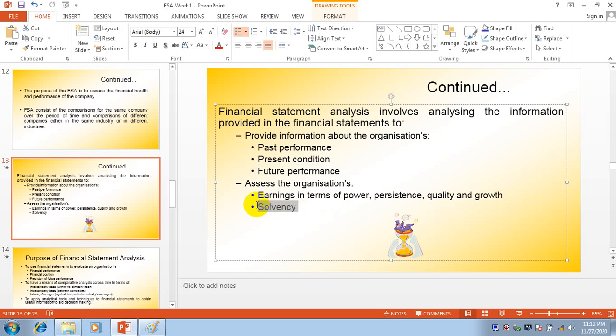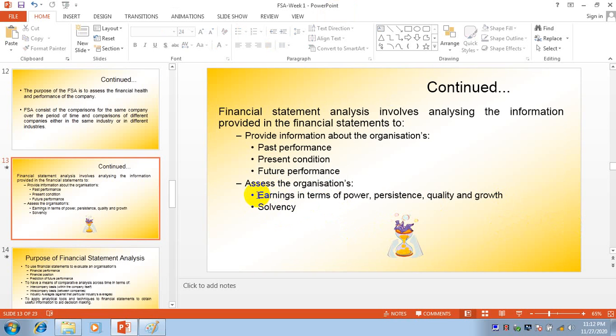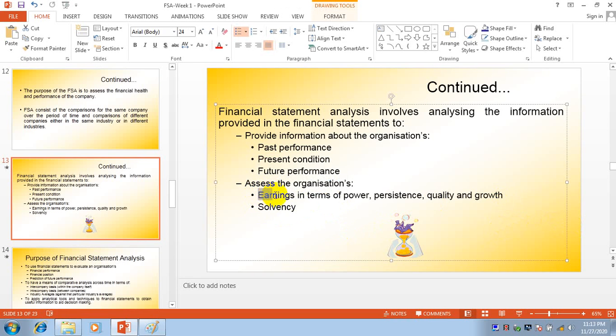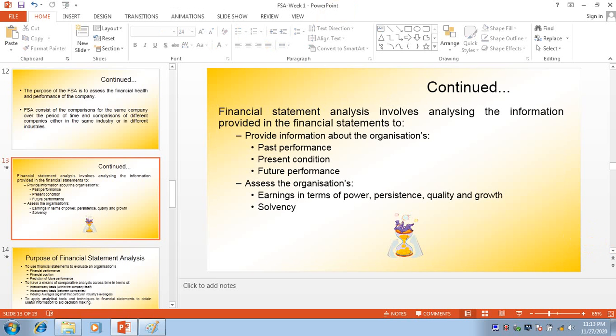And the next thing is solvency. What is solvency? Assessing the solvency of the firm. So on one side, financial statement analysis is checking the earning power, meaning the profitability of the firm, and on the other side it is checking the solvency of the firm.